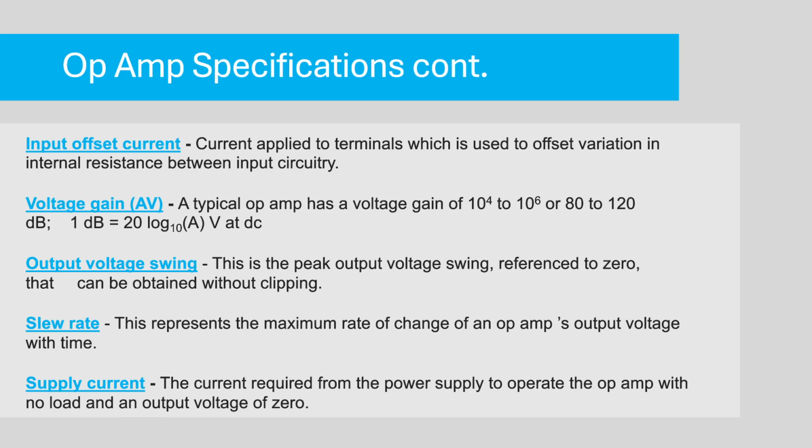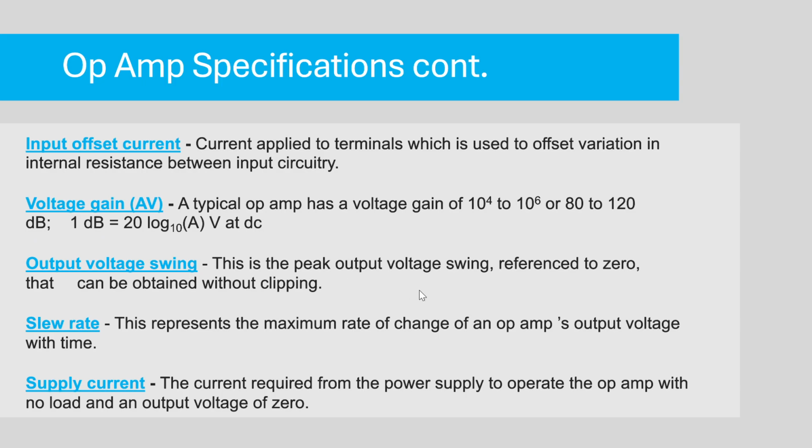Voltage gain. Obviously, that's typically what we're doing with operational amplifiers: we're boosting the voltage on the output side. A typical op amp has a voltage gain of 10^4 to 10^6, which I mentioned before, which is 80 to 120 decibels. We talk about audio a lot, so decibels is an important thing to note as well. And the gain in decibels is equal to 20 times log10 of the gain.